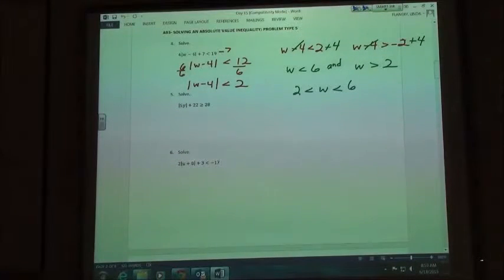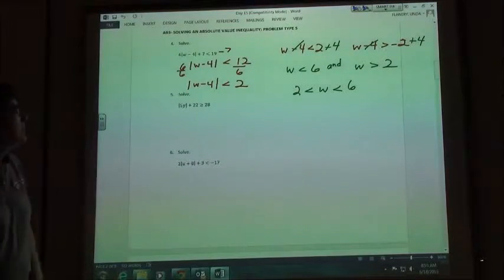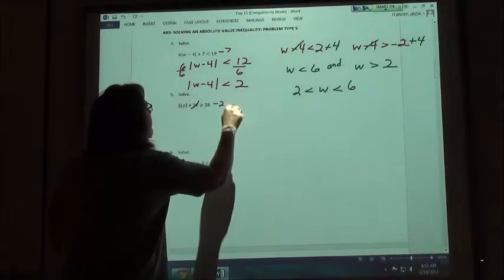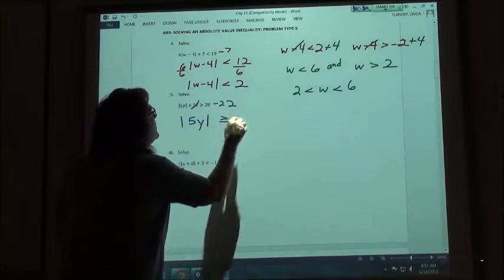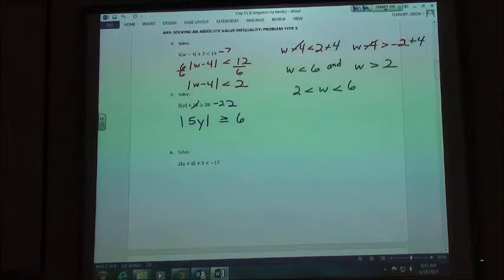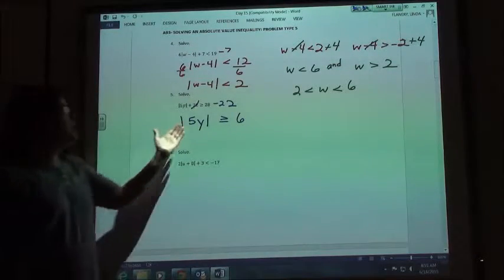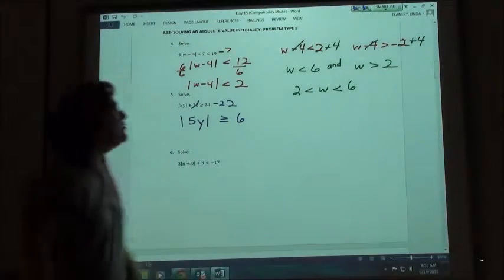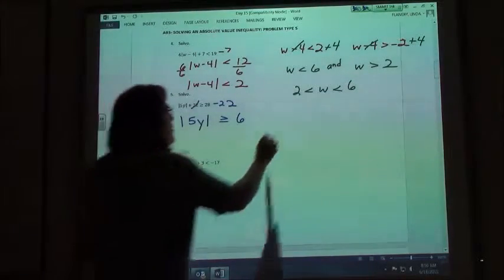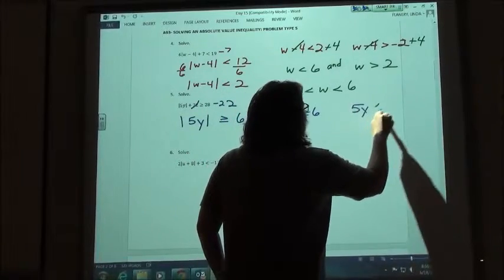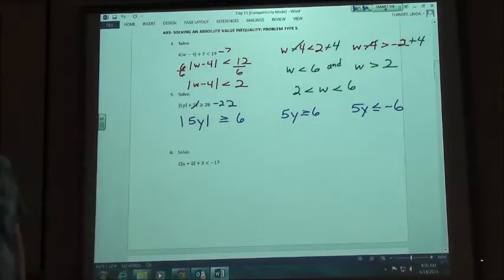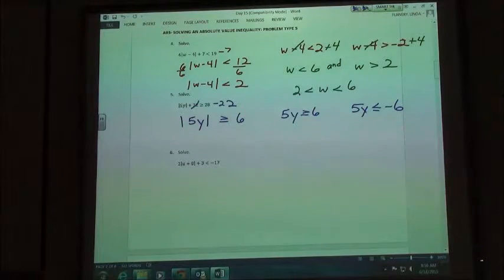So number 5, if I want to solve that, the first thing I should do is subtract my 22. So the absolute value of 5y is greater than or equal to 6, right? So on this one, the absolute value is by itself. I'm already going to hop over and do my two problems then. Either the 5y is greater than or equal to 6, or 5y is less than or equal to my negative 6. And then we just solve those.